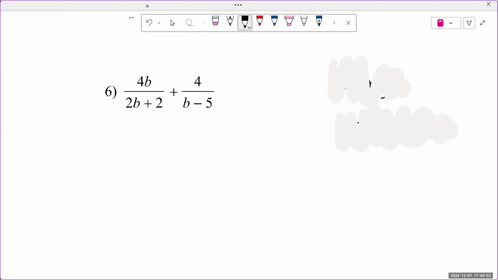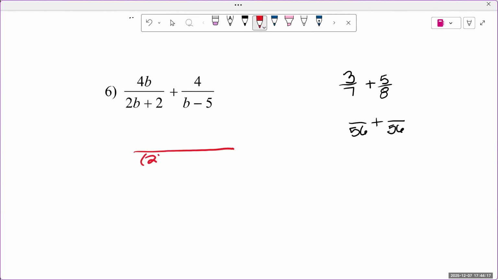Number 6, now we do not have a common denominator. So think about if you had 3/7 and 5/8 and you did not have a common denominator, you would multiply those together and use their product as the common denominator. So we're going to do something similar. Our common denominator is going to be 2b plus 2 times b minus 5. So we're going to take the left-hand side, multiply by b minus 5 on the top and b minus 5 on the bottom.